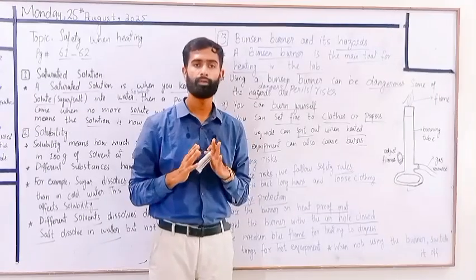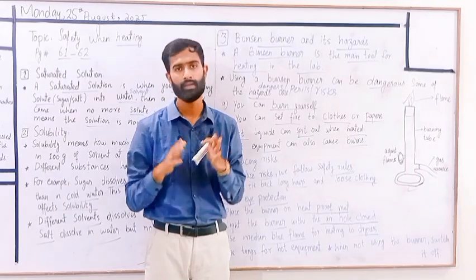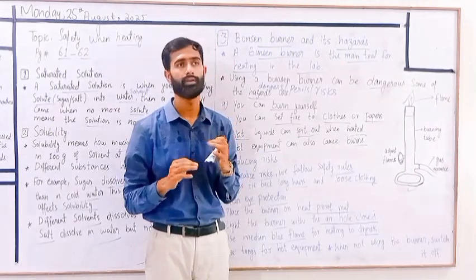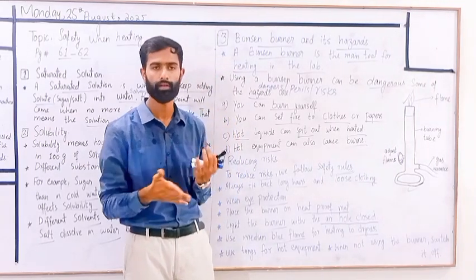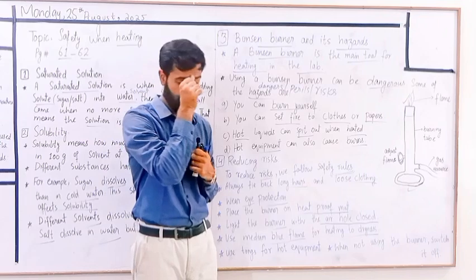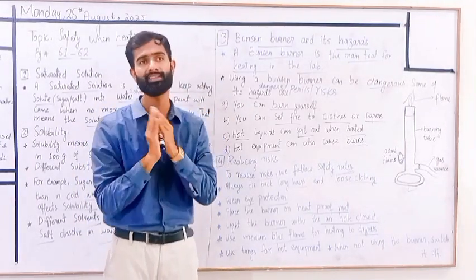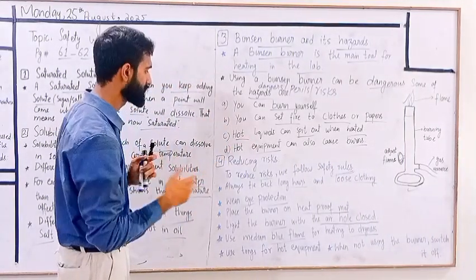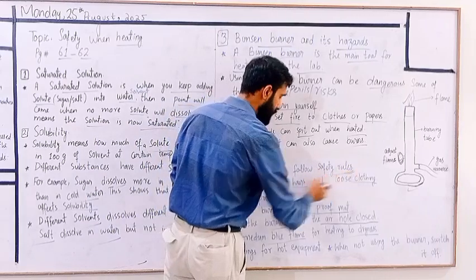Dear listeners, the Bunsen burner is the main source of heating, and most of the important science experiments we can't perform without using the Bunsen burner. It is mandatory and necessary for these types of reactions, specifically the heating reactions. So there are some safety rules. By following these safety rules, we can reduce the risk of burning.